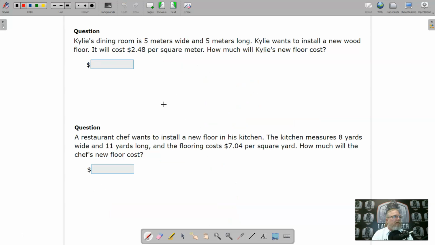And let's look at the next one. Kylie's dining room is 5 meters wide and 5 meters long. So, and let's see what else they're asking. Perimeter or area. Kylie wants to install new wood floor. It will cost $2.48 per square meter. So square meter, we're looking for what? Area, correct? How much will Kylie's new floor cost?